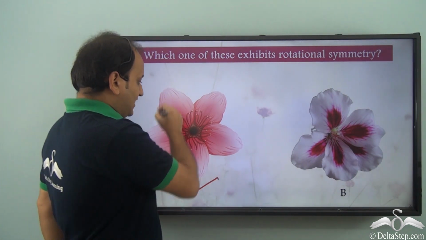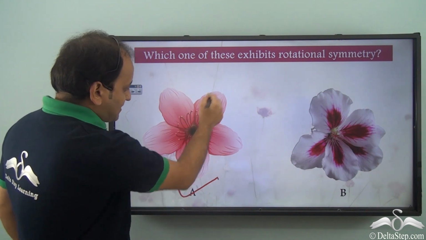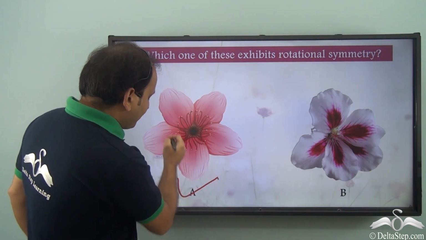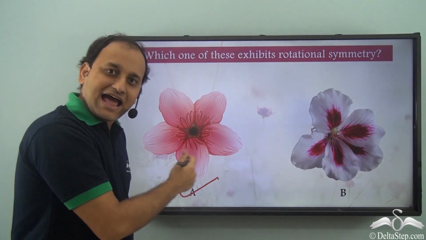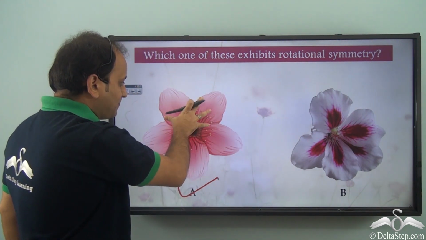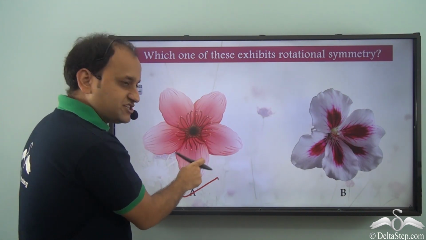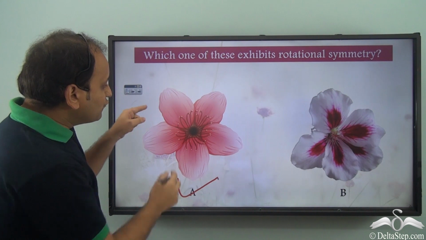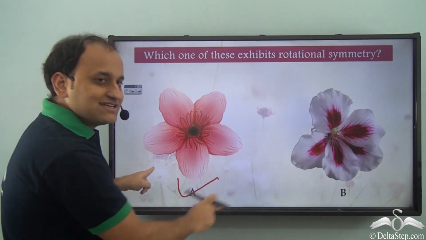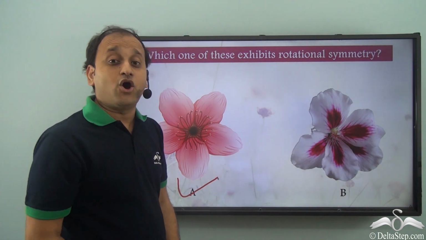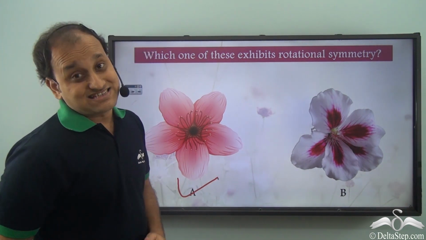Because can you see, in the case of A, all the petals are exactly at the same angle and are of the same shape and size. As a result, when you rotate them just a bit, you will see that they will interchange their positions and you will again get exactly the same figure. And this is how you will identify any object which shows rotational symmetry.